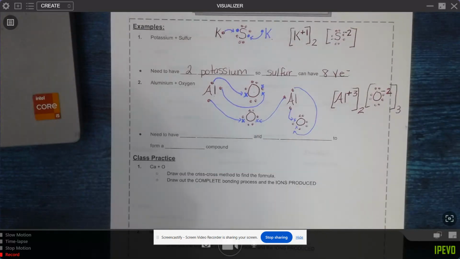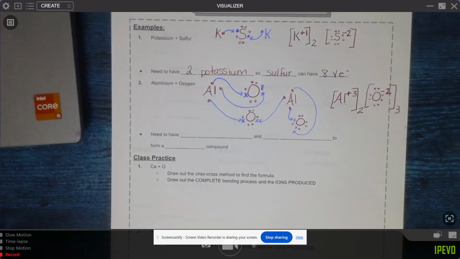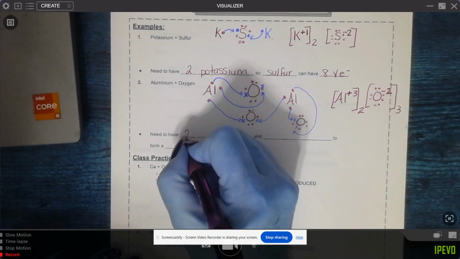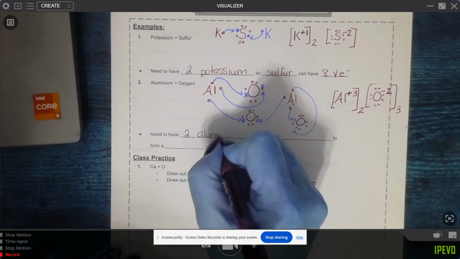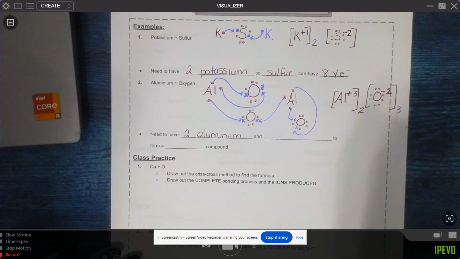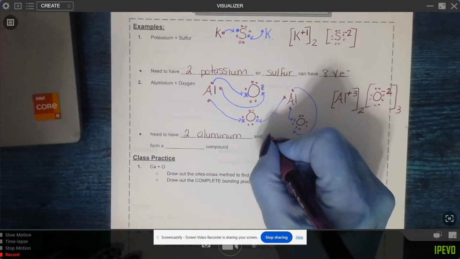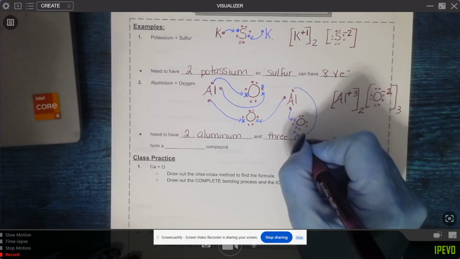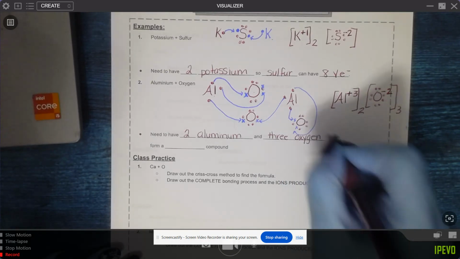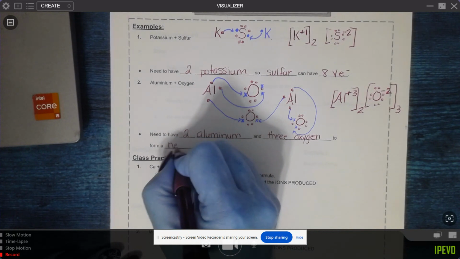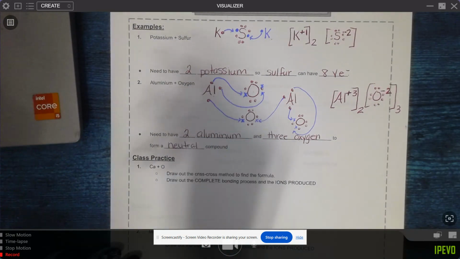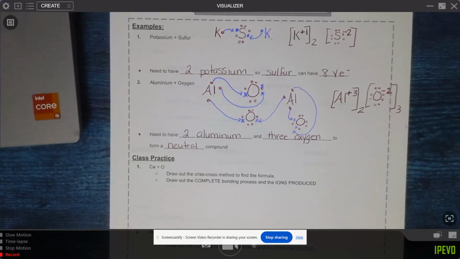All right. So we need to have 2 aluminum and 3 oxygen to form a neutral compound. Okay, and we always have to form a neutral compound. Our charge overall over the whole compound has to be 0. So the positives have to cancel out the negatives.